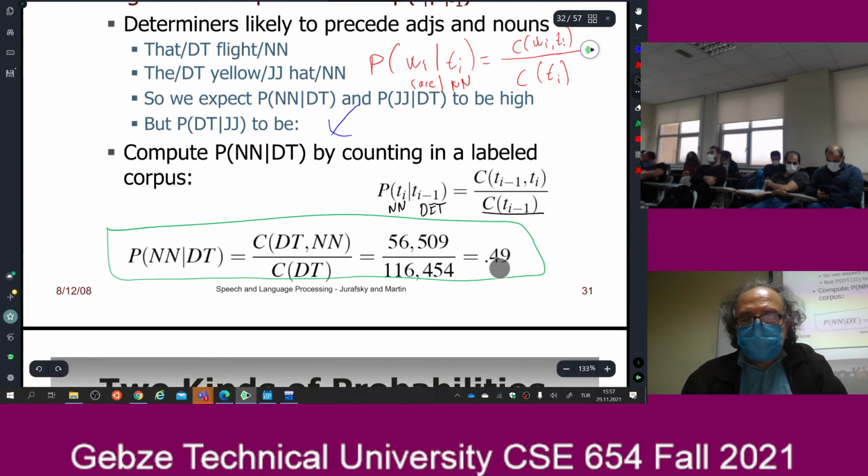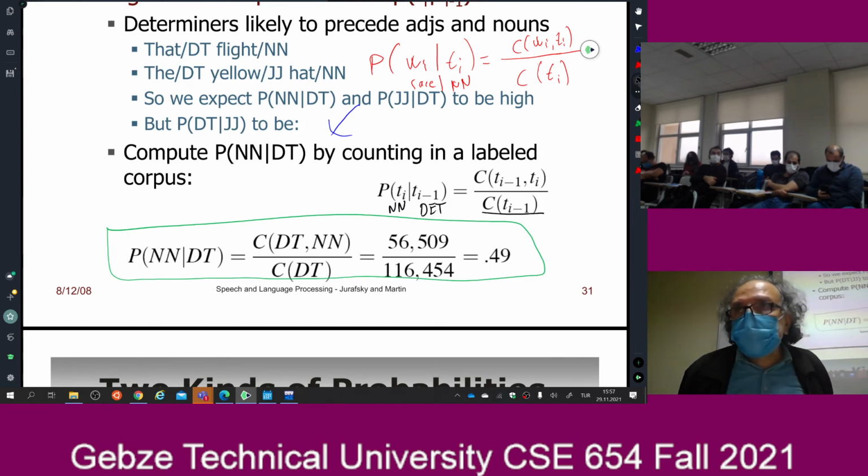Is this a very large probability? Is this something expected? Almost 50%. Would you expect much higher than that? Why? What can come after a determiner? Adjective. The good man. Right. You don't know English.